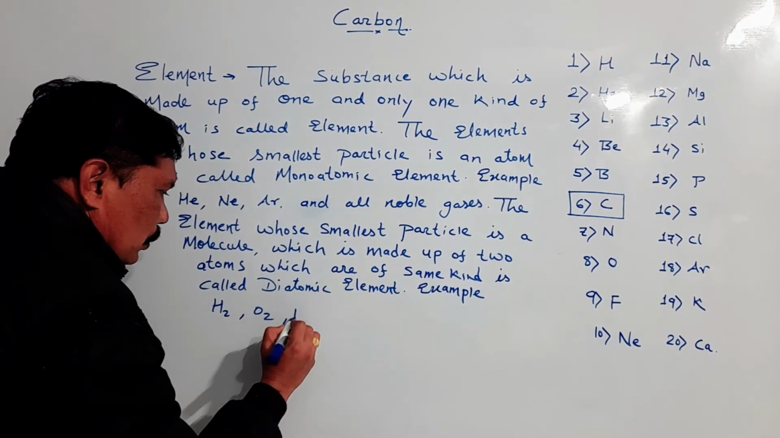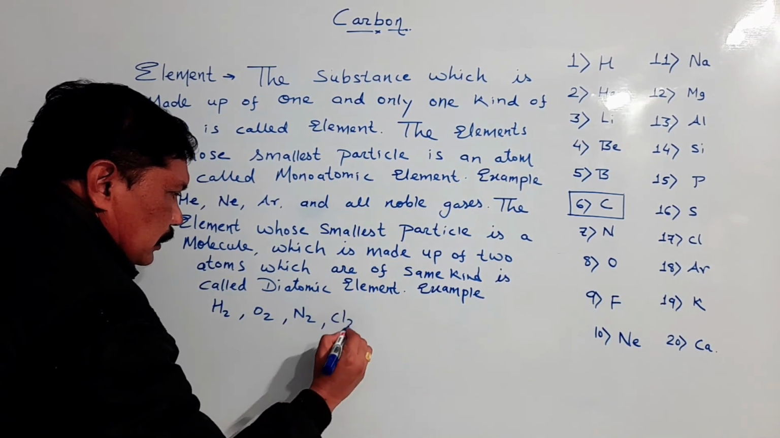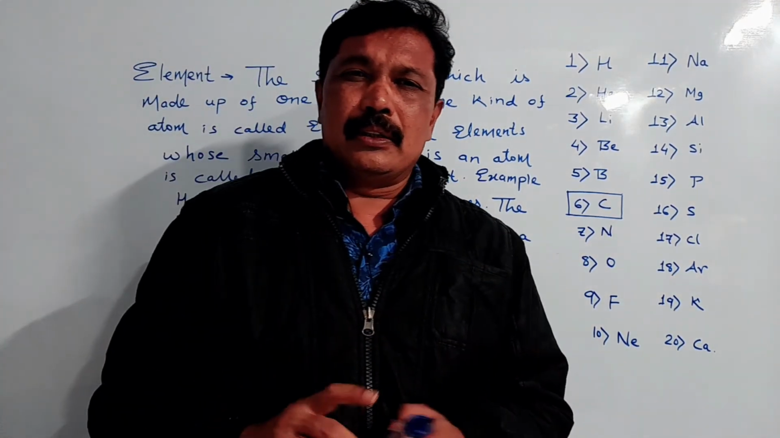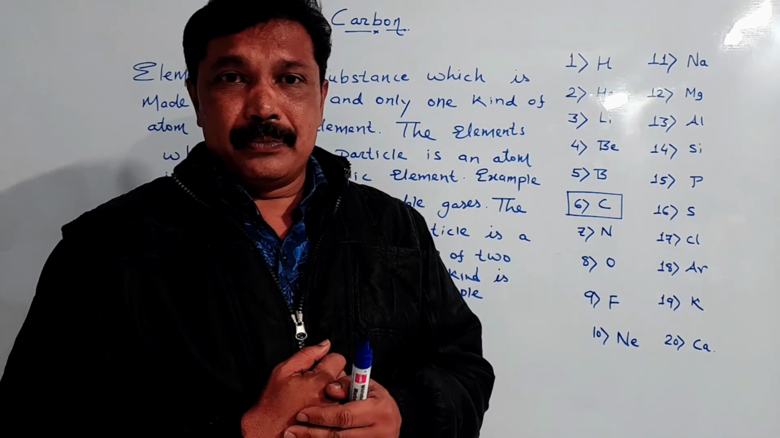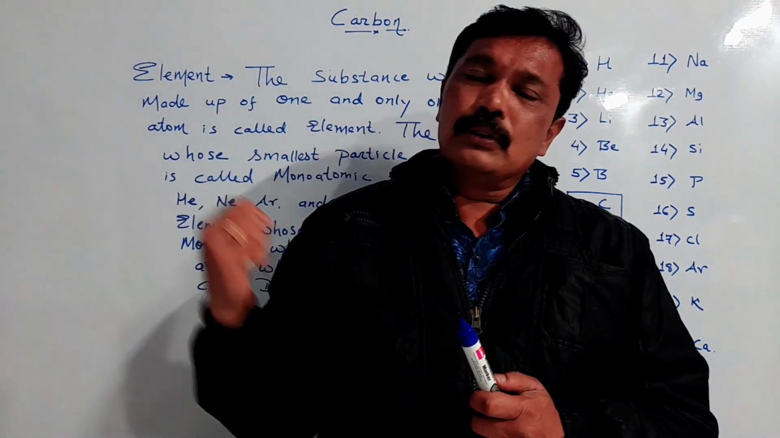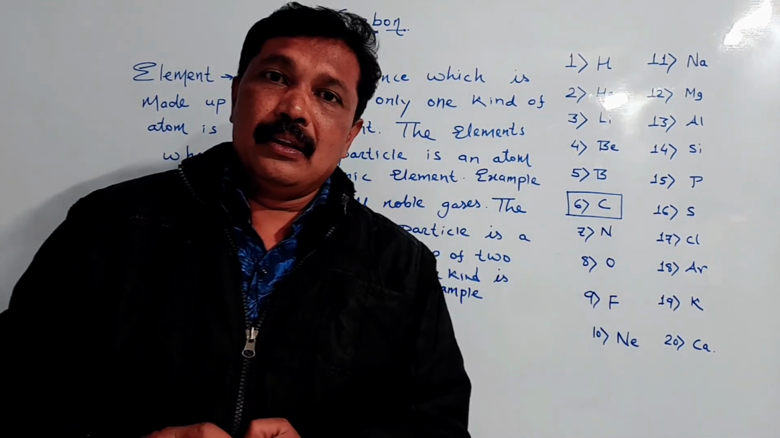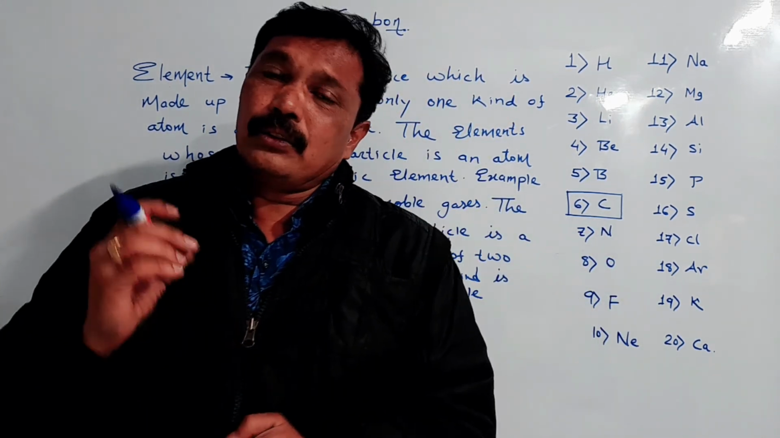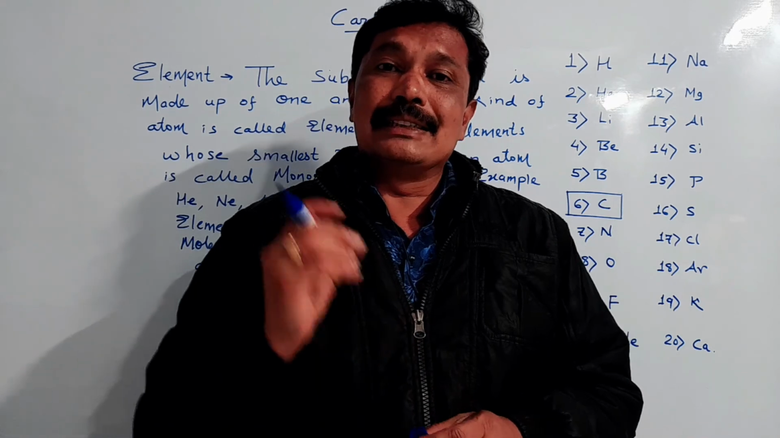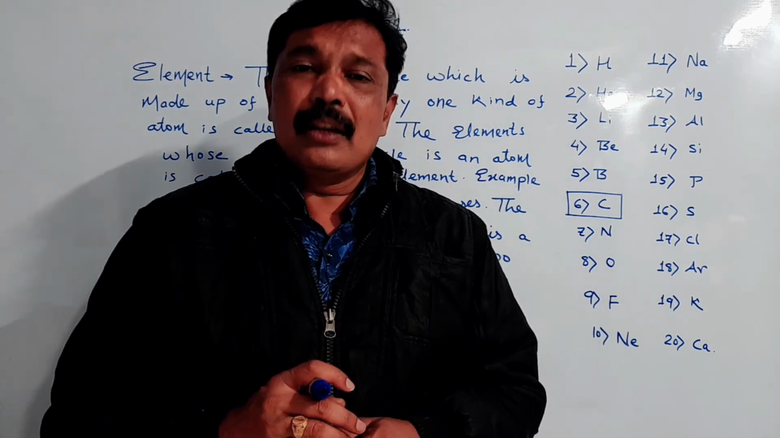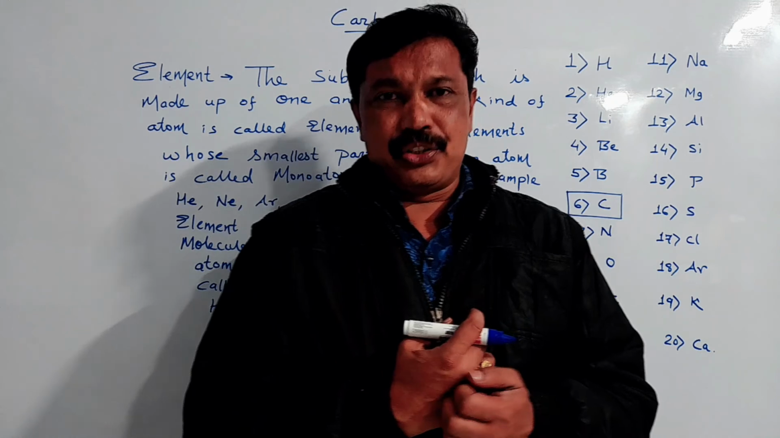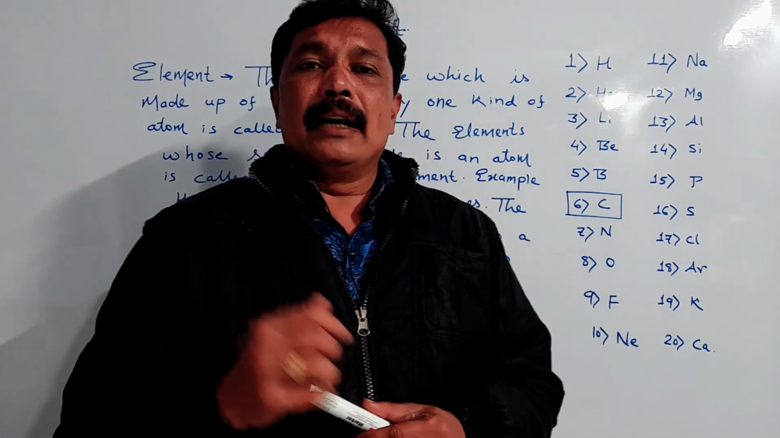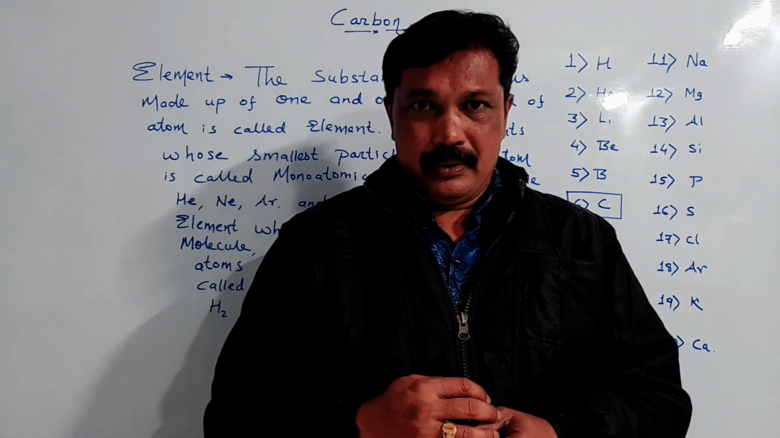Example: H2, O2, N2, Cl2, etc. My dear student, while studying carbon, it is important for us to also know what is element. It is also important for us to know what is monoatomic element. It is also important for us to know what is diatomic element, because whenever we are going to write a chemical reaction, the basic information regarding monoatomic and diatomic elements is very, very important.